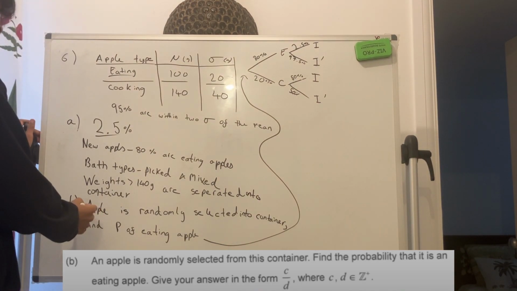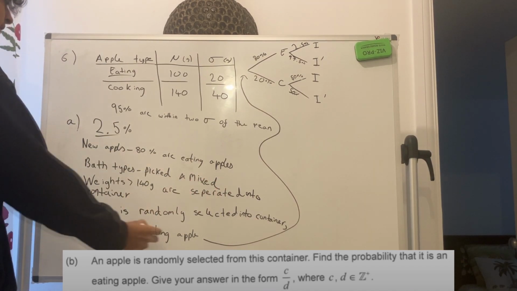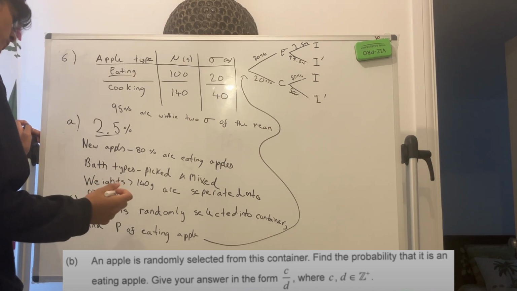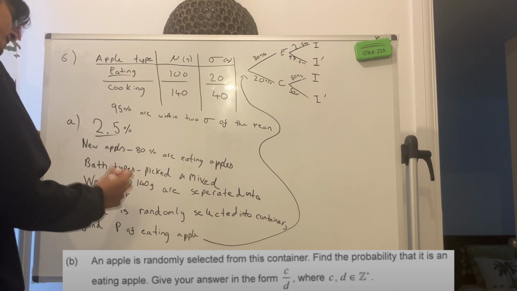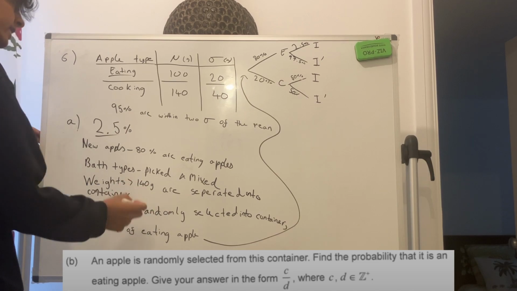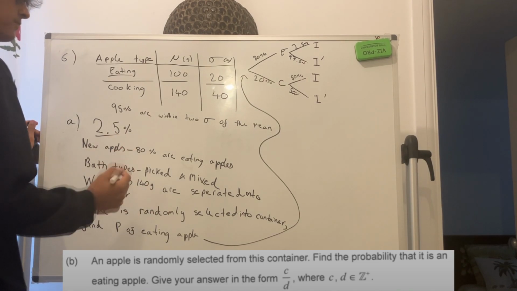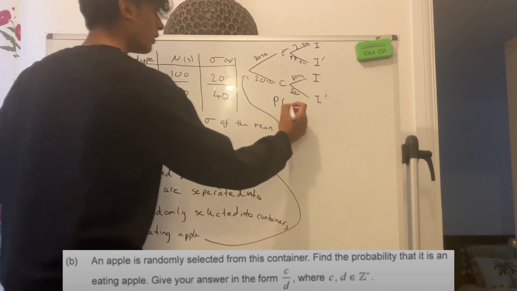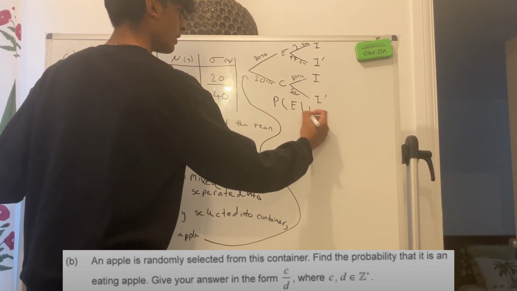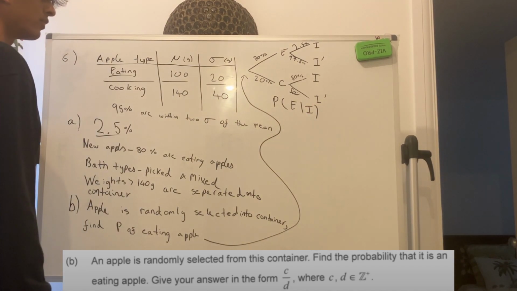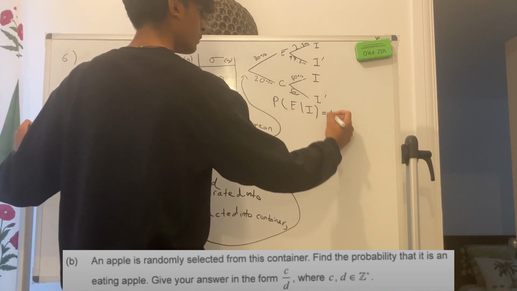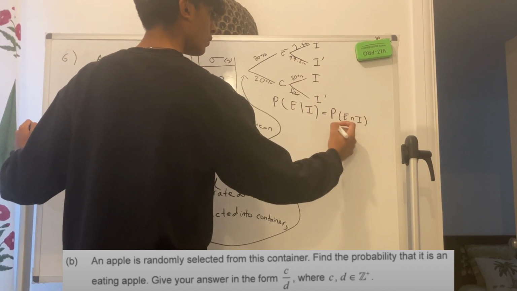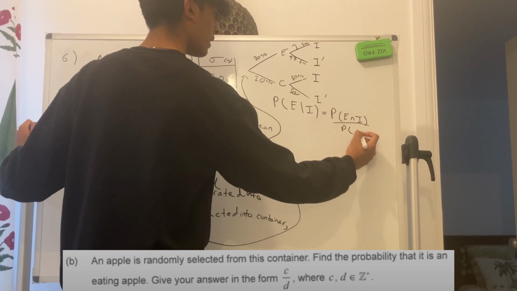And now recall that the question said the apple is randomly selected from the container. We want to find the probability of that being an eating apple. So reading it really closely, we want the probability of it being an eating apple given that it is in the container. That screams conditional probability. So we want P of E given I. And from the conditional probability formula, we can say that that is equal to P of E and I, all over P of I.